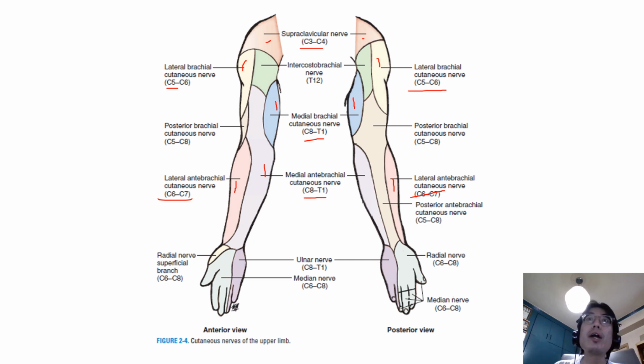The posterior brachial cutaneous and the antebrachial cutaneous nerves arise from the radial nerve, and they innervate the posterior sides of the arm and the forearm respectively. The intercostobrachial nerve is the lateral cutaneous branch of the second intercostal nerve emerging from the second intercostal space, and it may communicate with the medial brachial cutaneous nerve.